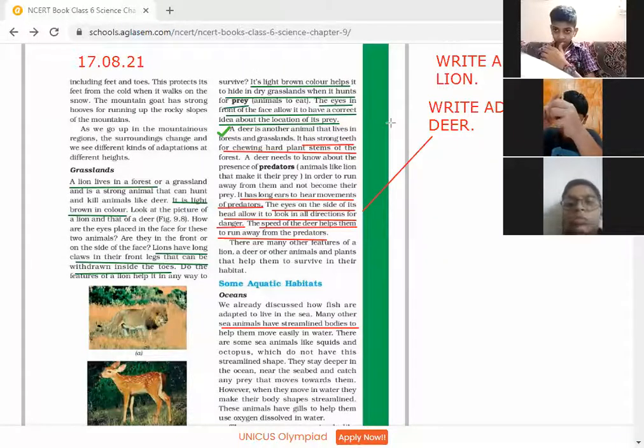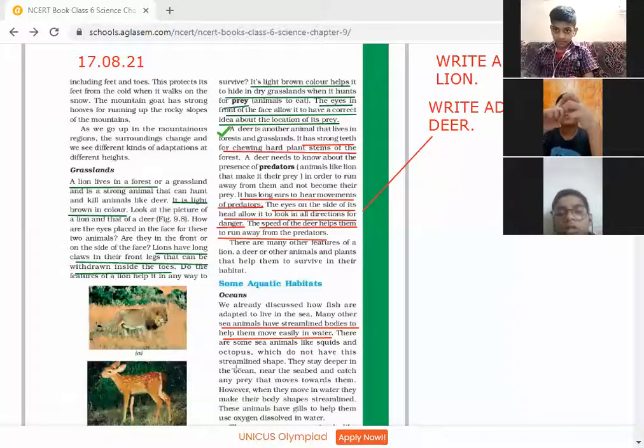Ma'am, sea animals have streamlined bodies to help them move easily in water. There are some sea animals like squids and octopus which do not have this streamlined shape. They stay deeper in the ocean near the seabed and catch any prey that moves towards them. However, when they move in water, they make their body shape streamlined. These animals have gills to help them use oxygen dissolved in water.